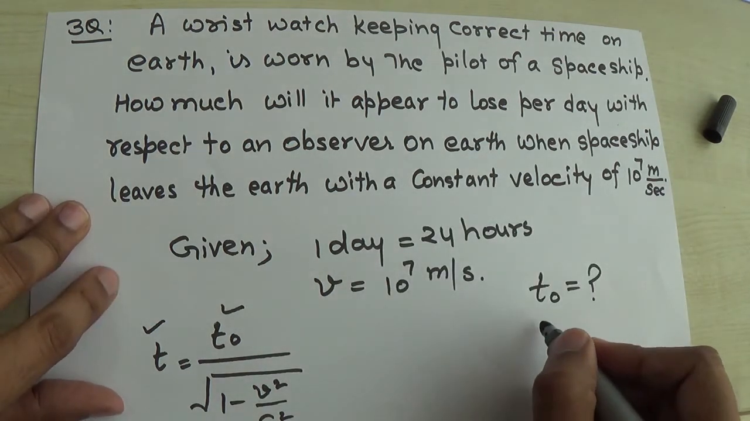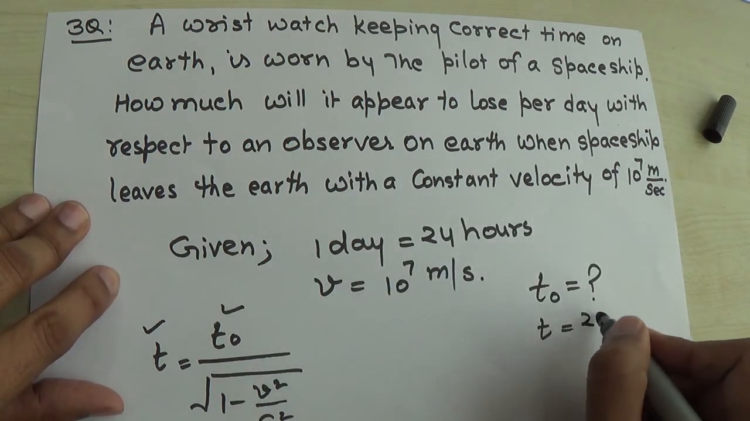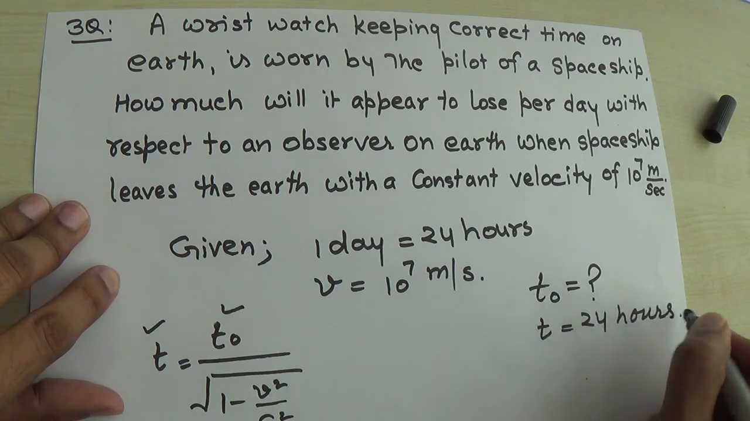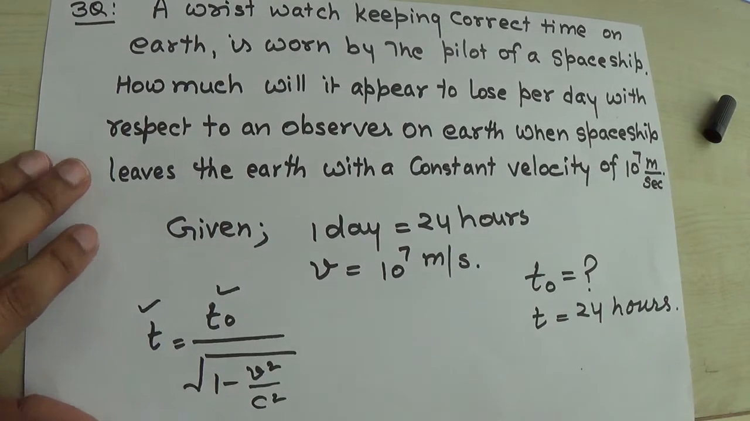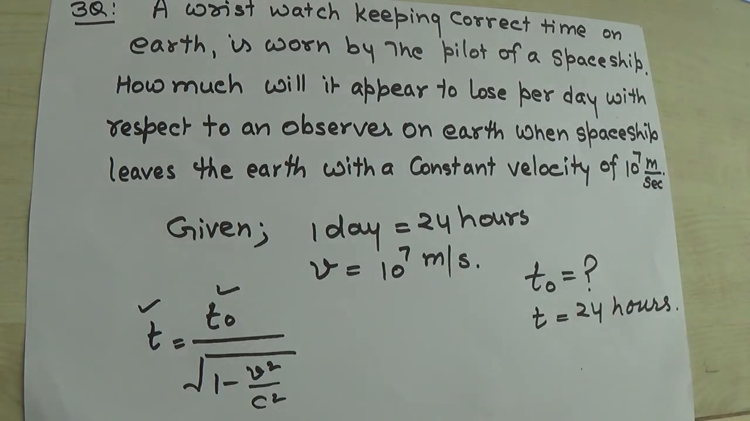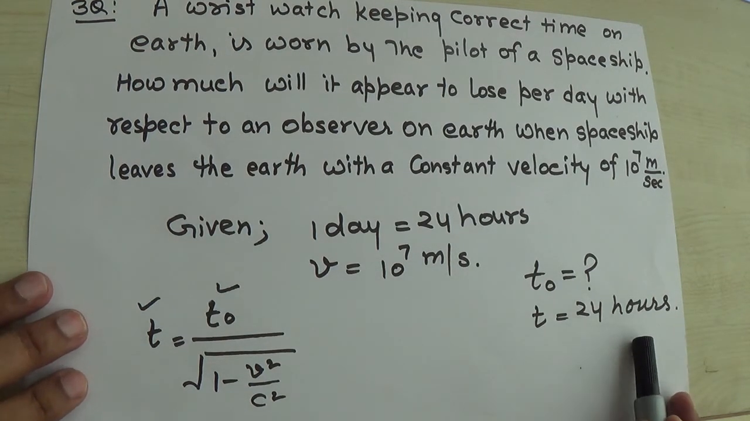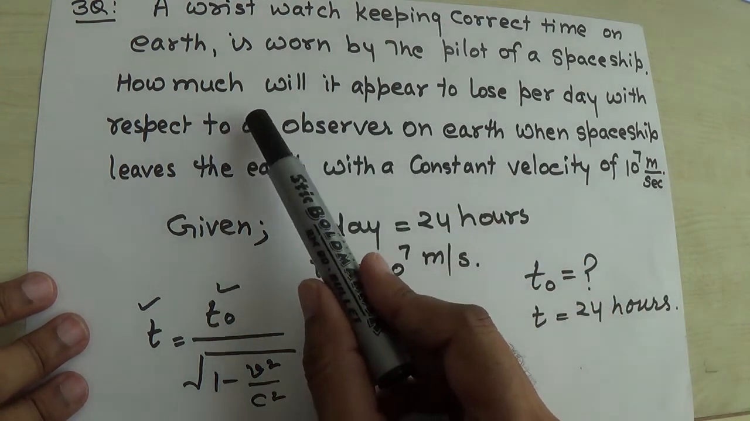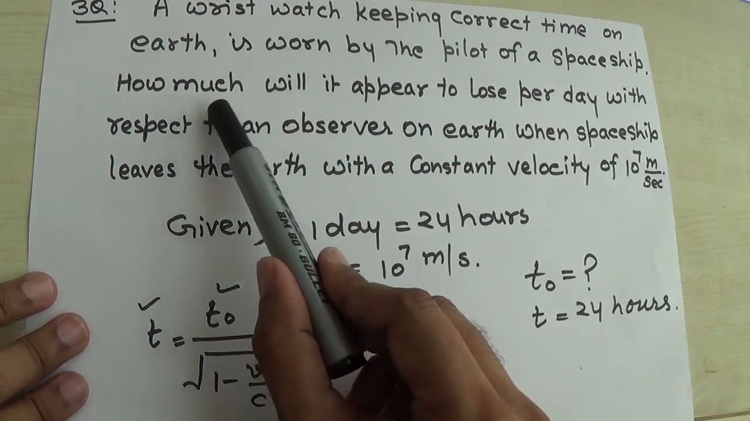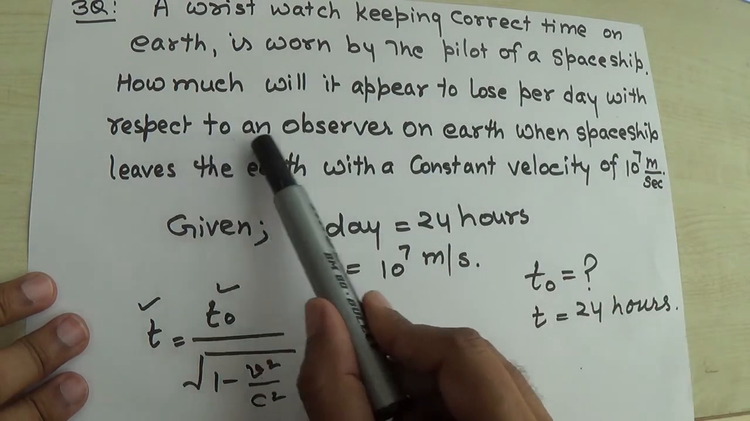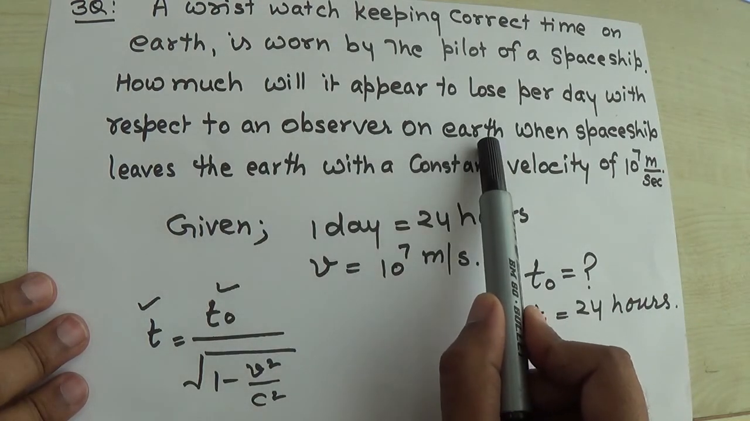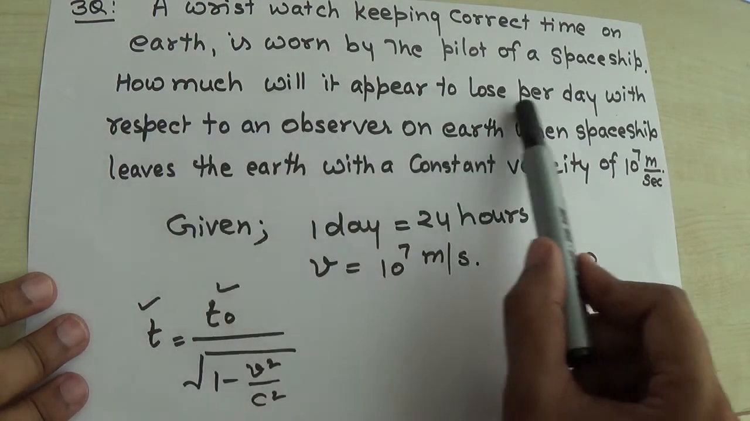And on the earth 1 day is equal to 24 hours. So this is the point only. The T naught we have to find out here, right? And T is 24 hours. For the person who is on earth, 24 hours means 24 hours, 1 day is equal to 24 hours. So the point is related to the moving frame only. How much will it appear to lose per day with respect to an observer on earth, right? So we have to find out T naught.